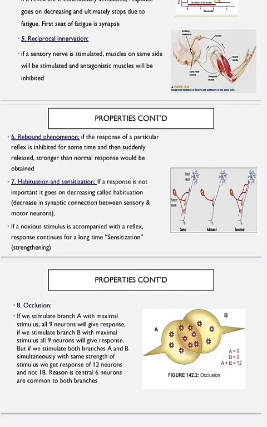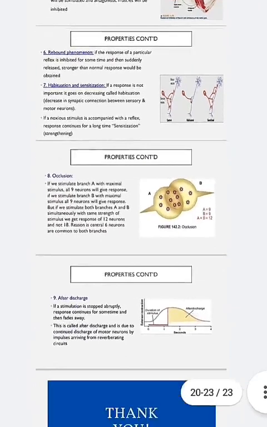Occlusion. If we stimulate branch A with maximal stimulus, all nine neurons will give a response, and if we stimulate branch B with maximal stimulus, all nine neurons will give a response. But if we stimulate both branches A and B simultaneously with the same strength of stimulus, we get a response of 12 neurons and not 18, and the reason is central. Six neurons are common to both branches.